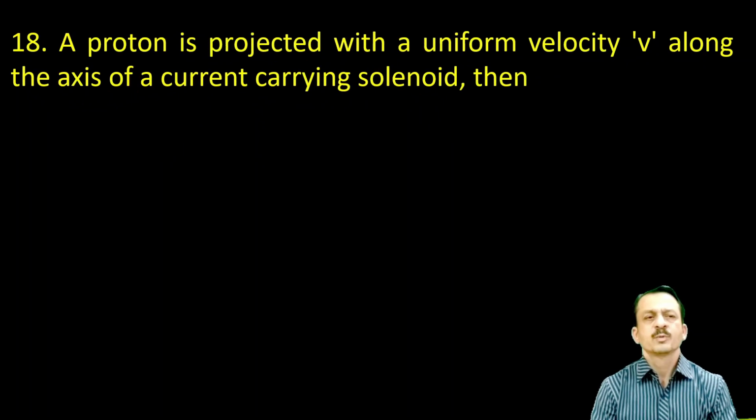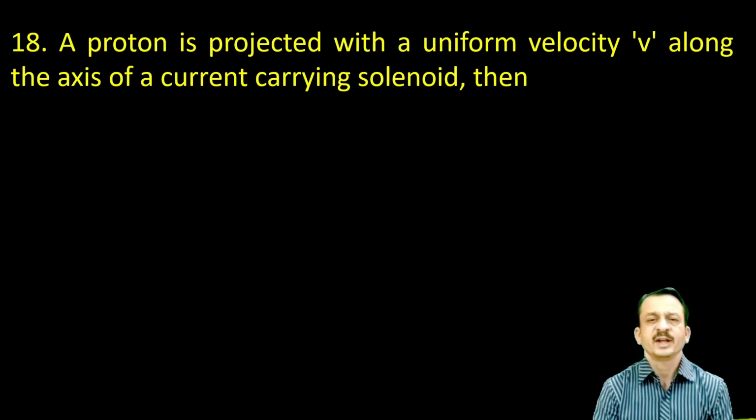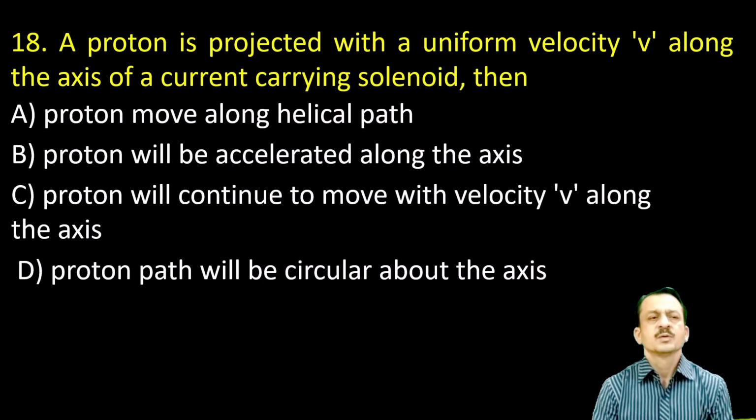A proton is projected with a uniform velocity v along the axis of a current carrying solenoid. Then, options: A. Proton moves along a helical path. B. Proton will be accelerated along the axis. C. Proton will continue to move with velocity v along the axis. D. Proton path will be circular about the axis. Now look here, a proton is projected inside a current carrying solenoid.